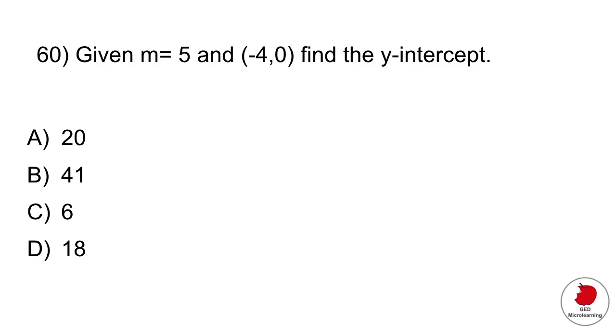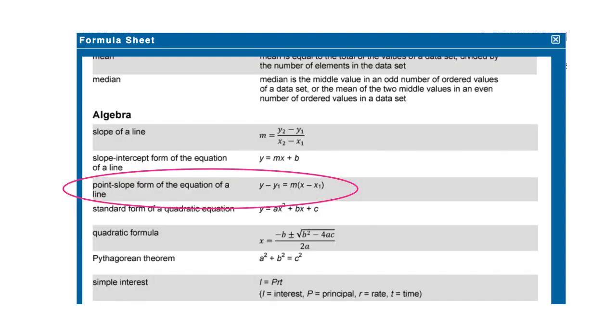All right, and we're going to finish the last question in this section with a slope problem. It tells you, given m is equal to 5 and (-4, 0), find the y-intercept. Here they're giving you an ordered pair, which is those two numbers in the parentheses, and they're giving you the value of y and asking you to find the y-intercept. This is a formula that looks pretty messy. It's called the point-slope form of the equation of a line.